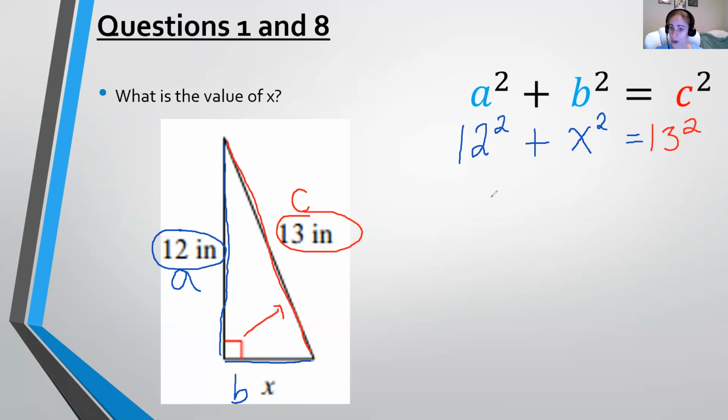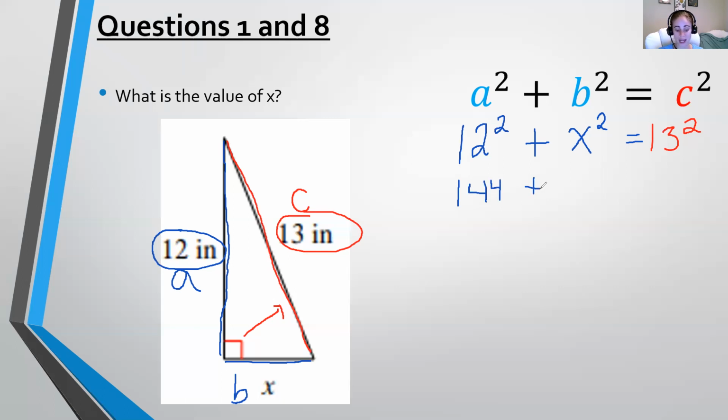All right, 12 squared. Well, 12 is probably the max number that you have memorized, because I do encourage you guys to have your perfect squares memorized 1 through 12. Anything above that, you're more than welcome to use a calculator. So 12 squared is 12 times itself 2 times. So 12 times 12, which would be 144.